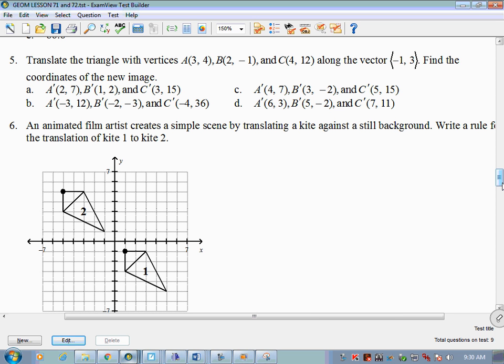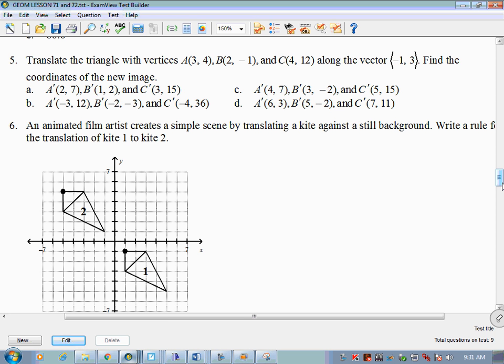It should become 2, and 4 will become, all right, so I should get 2, 7, right? Okay, 2, 7. Let's come over to B. What am I going to do to 2? Subtract 1, so I'm getting 1. What do I do with -1? Add 3, so do I get 2? So I should get 1, 2.